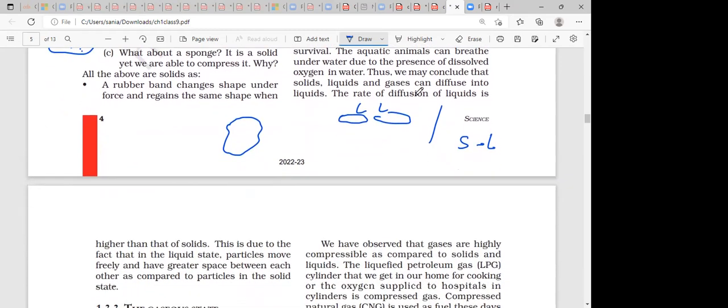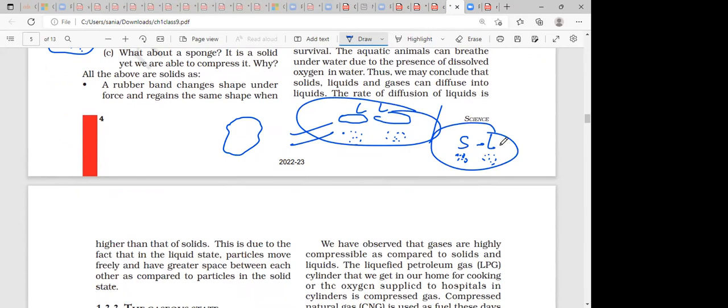Basically why? See, in liquids, for example, this is the intermolecular space, but in solids it will be like this. For liquids, it is going to be loose. So the rate of diffusion is always higher in liquids as compared to solids. That's why liquid and liquid will diffuse faster as compared to solid and liquid. Clear?